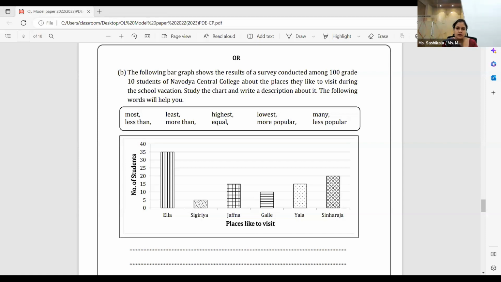Now see how to write that sentence. Jaffna is more popular than Sigiriya among these students. If you want to add that part as well. Jaffna is more popular than Sigiriya. Now we have taken Jaffna and Sigiriya. Jaffna has the highest; most of the children like Jaffna. So I took it first. Jaffna is more popular than Sigiriya.